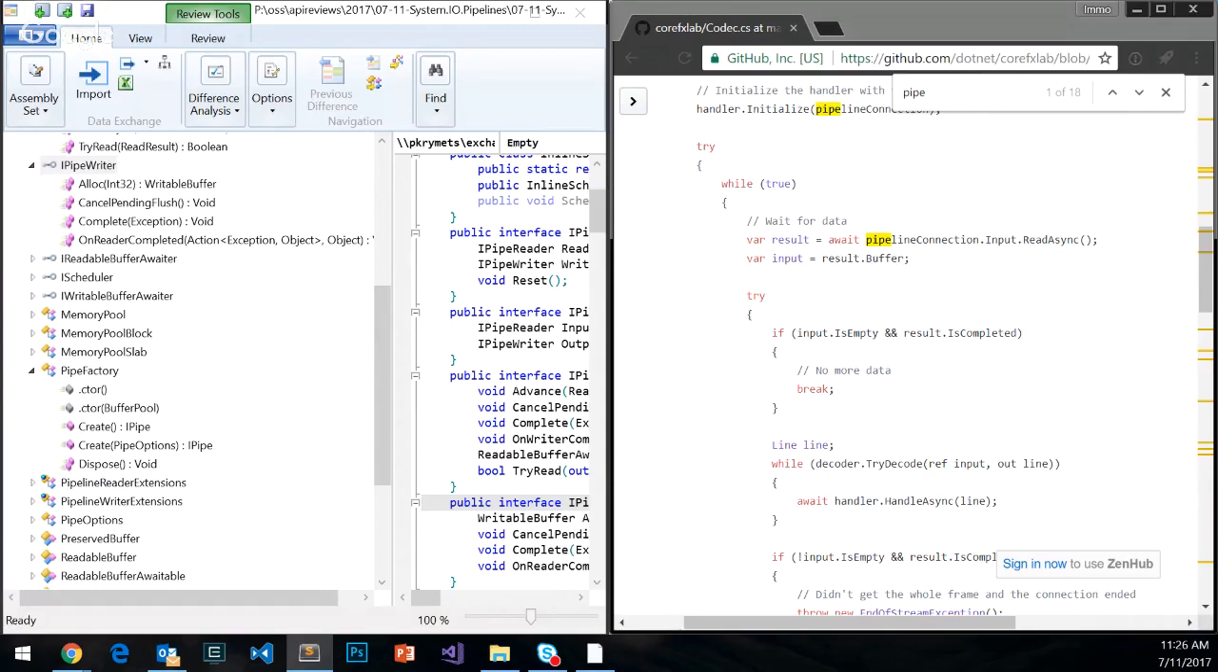But cancel pending. So when you call flush, it returns an awaitable. What do you mean by calling flush? There's no flush. It's on the writable buffer. Okay, we should look at the buffer. Where's the buffer? Writable buffer, that thing at the end. Alphabetically, W is at the end.